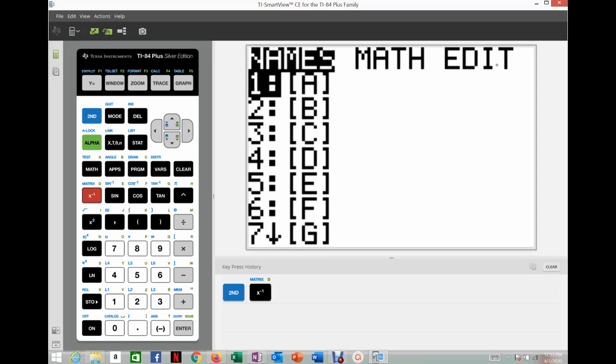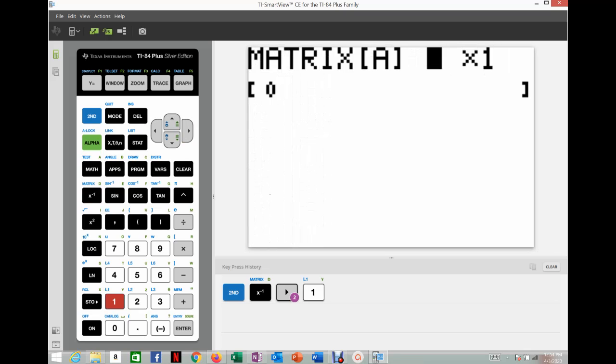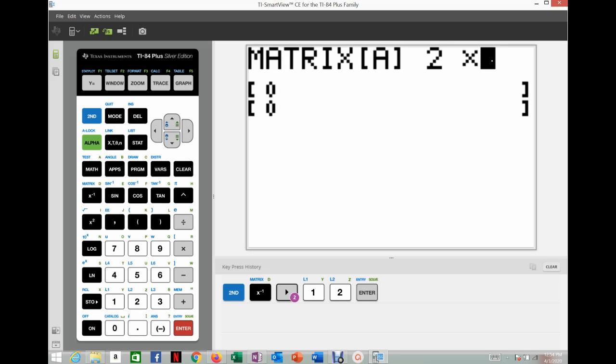This is what should pop up on your home screen. It should have a bunch of things listed: names, math, and edit. So I've got to scroll over to edit. I hit my arrows till I get to edit, and then I pick one of the matrices. I'm just going to edit my A, so I'm going to select 1. First thing you do is tell it how big it is. So my matrix is a 2 by 3. It should give me the right size.